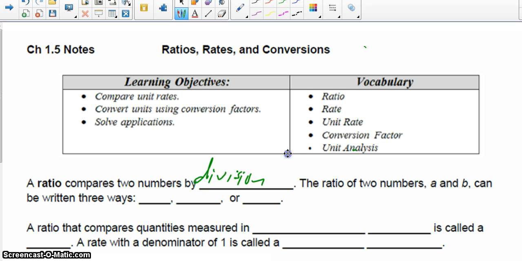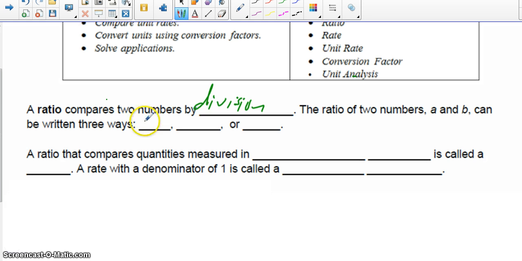We can take two numbers, let's say that they're A and B, and the three different ways that we can write them because they are in a ratio would be A divided by B, A colon B, still said A to B, and then the verbal A to B.